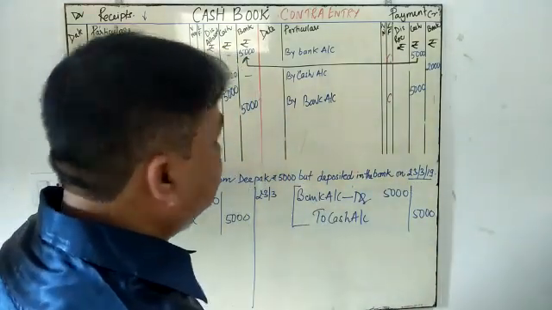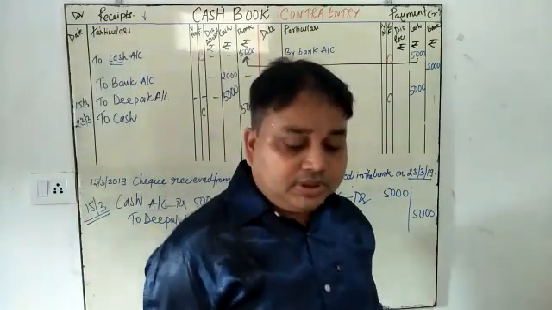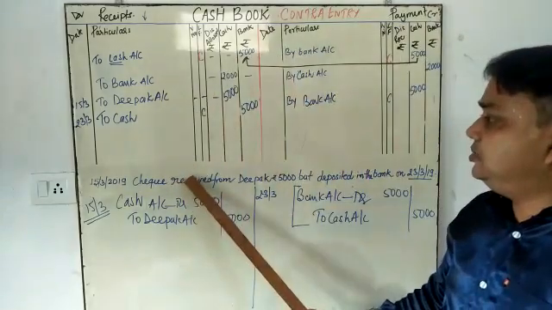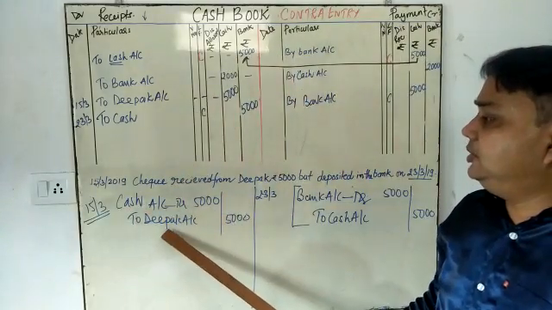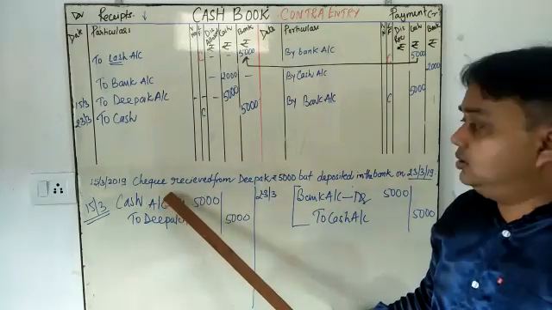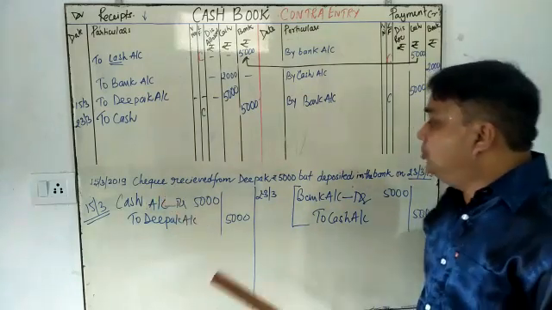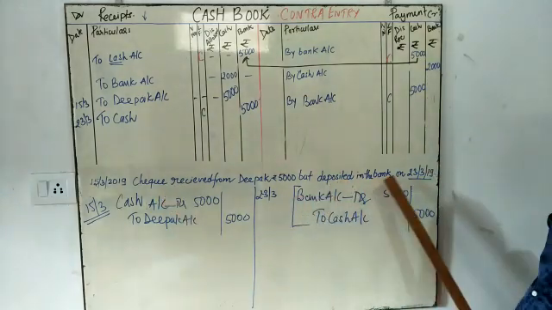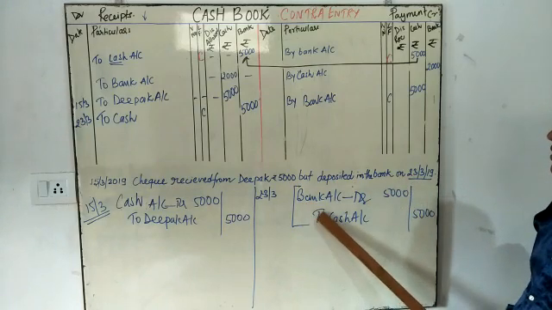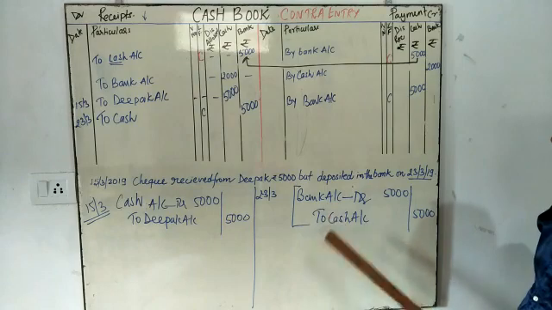My dear student, you observe two things here. The first thing is that when the check is received, you put cash account debited to Deepak account. This check is not deposited on the same day, but on another day, that is 23rd March. You will pass this entry. That is why it is treated as a contra entry.